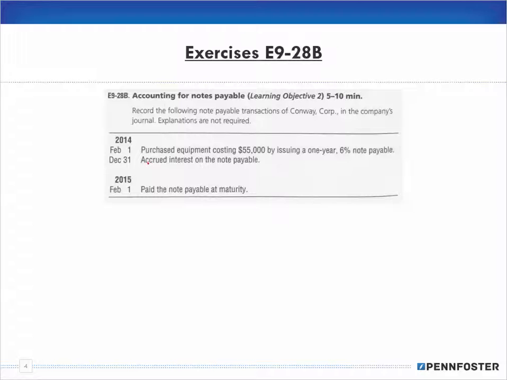And then on December 31st, we have to accrue the interest on the note payable because this is 1 year. If we draw a timeline, we're buying this on 2/1, so that means the note is due on 2/1 of the following year. But December 31st occurs right here, so we have to accrue the interest at that particular date and time. We have to make that adjusting entry at the end of the year.